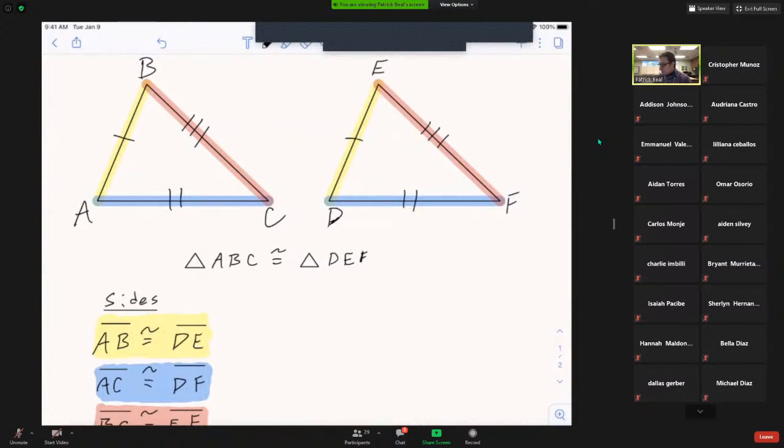Now we also have angles, corresponding angles.